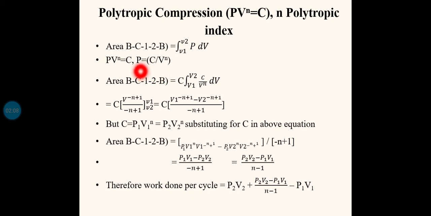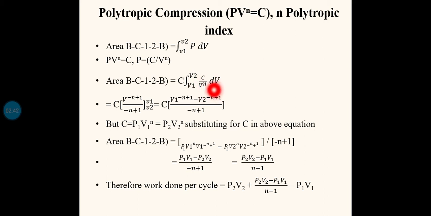We have made an equation relating P and V. So P is equal to C by V raised to n. Now I will substitute this equation instead of P. So area under the curve BC12B becomes integral V1 to V2, sorry, this C is not there, it is a mistake. Integral V1 to V2, instead of P I am substituting C by V raised to n, into dV.